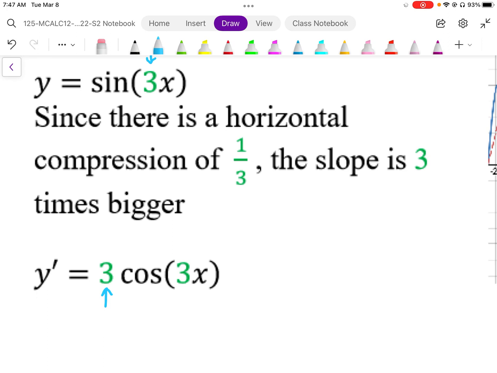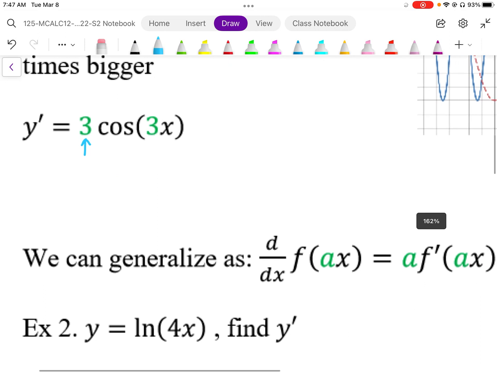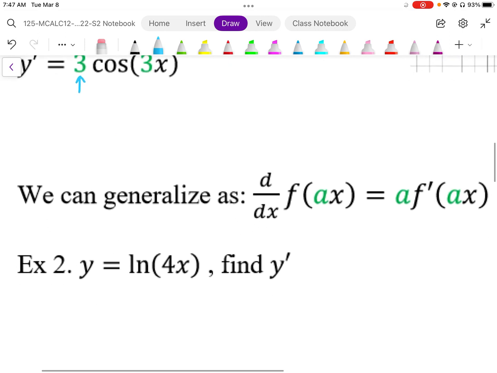Later on, we're going to use something called the chain rule, but for now, when we see this horizontal compression, we just have to remember to account for it with a times 3. So we generalize this then: for any horizontal compression, we take the derivative and multiply it by that horizontal compression factor.